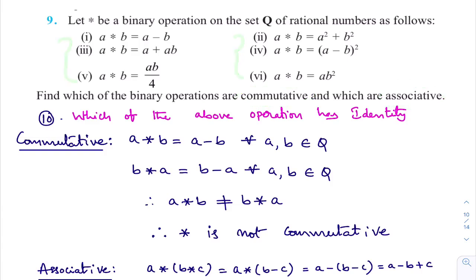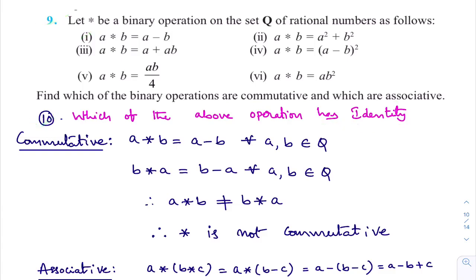And the 10th question is given like this: which of the above operations has identity? So actually first we need to do the 9th question, next I need to explain the 10th question. What I'll do in every bit, after completion of checking commutativity and associativity, I'll check whether that operation has identity or not immediately. So the 9th question and 10th question we can complete at a time.